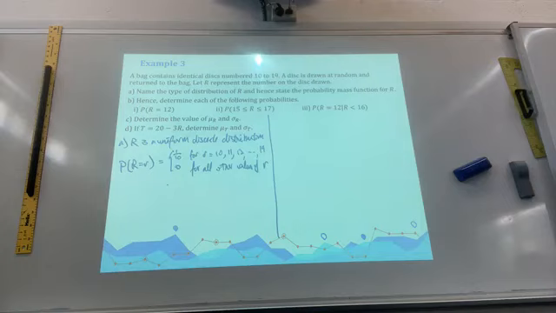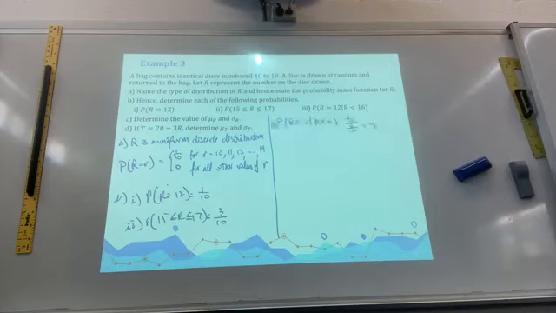So from there, you should be able to work out the probability of R equals 12, which is 1 over 10. For 15 to 17, that's 15, 16, 17, which is 3 over 10. And the probability of R equals 12 given that R is less than 16: R equals 12 is 1 over 10, and R less than 16 is 10, 11, 12, 13, 14, 15, which is 6. So it's 1 over 6.